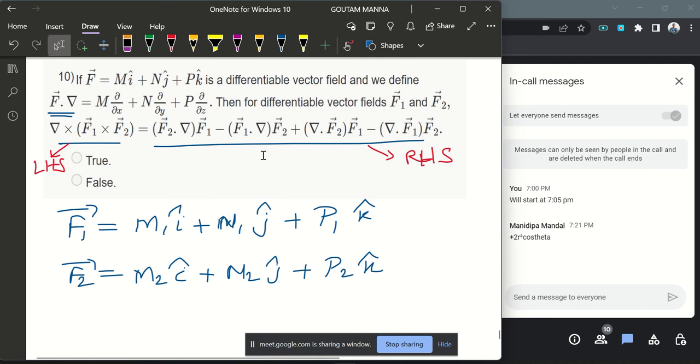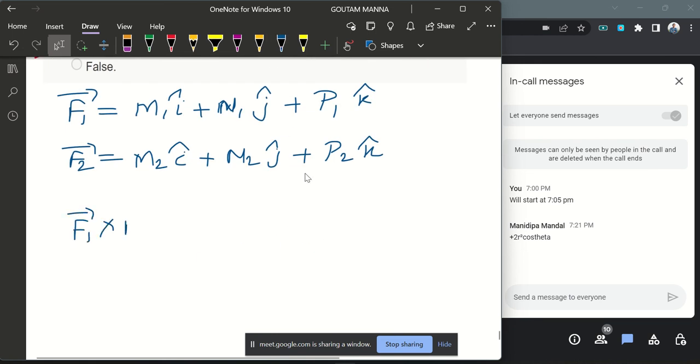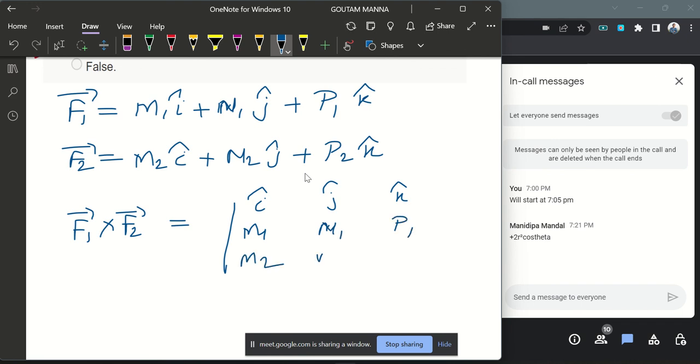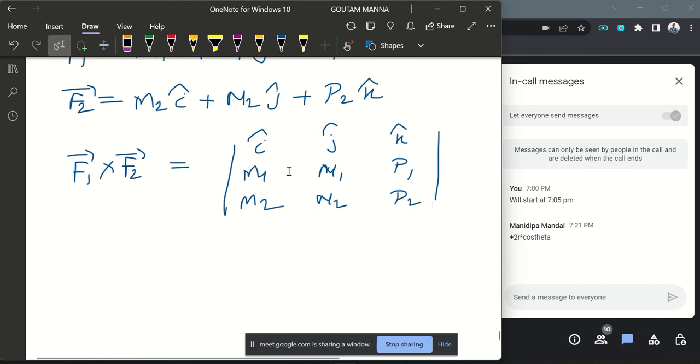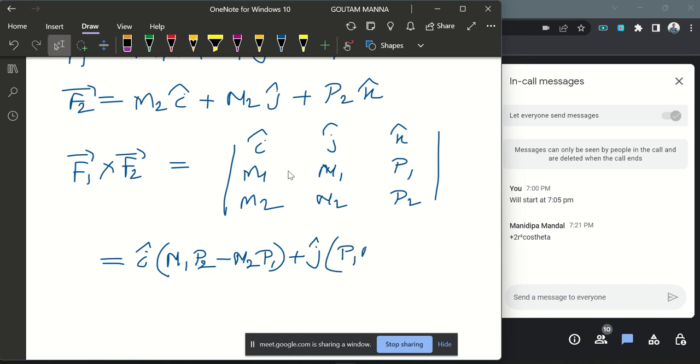So first let's calculate F1 cross F2. So F1 cross F2 is the determinant of i, j, k; m1, n1, p1; m2, n2, p2, which equals i hat times n1 p2 minus n2 p1, plus j hat times p1 m2 minus m1 p2, plus k hat times m1 n2 minus m2 n1.